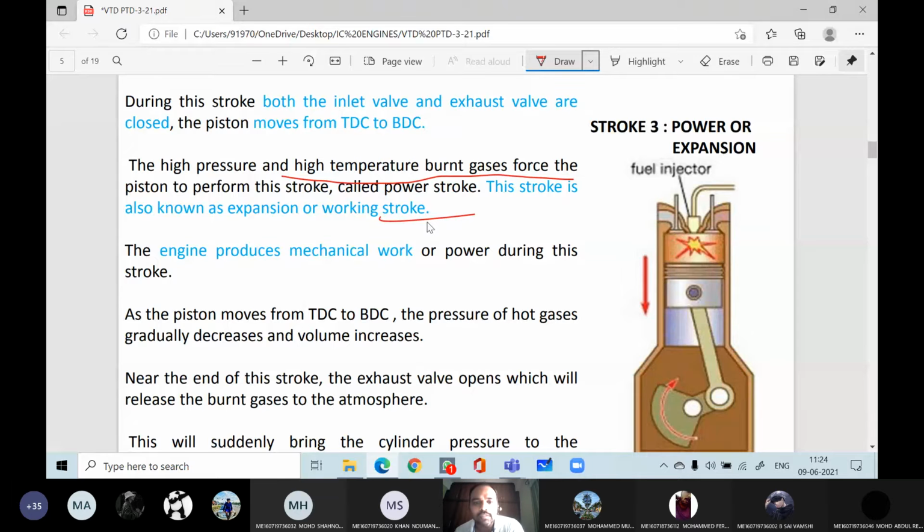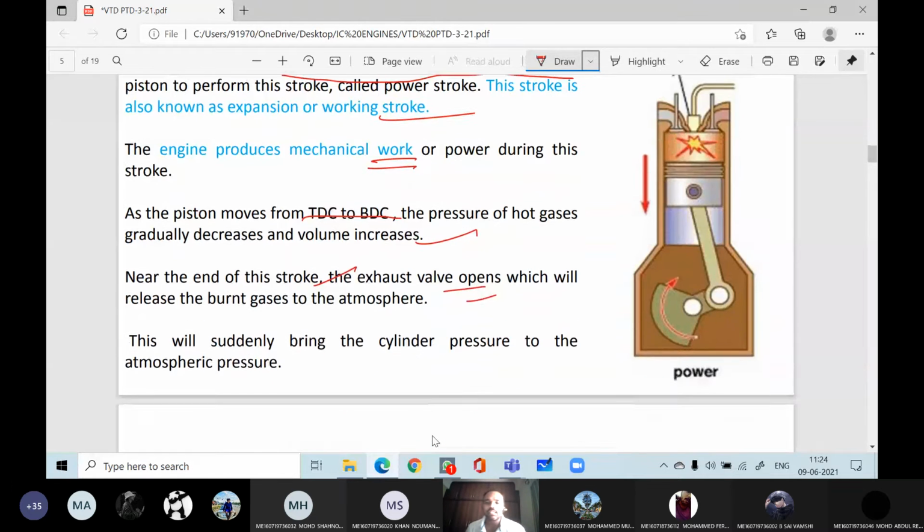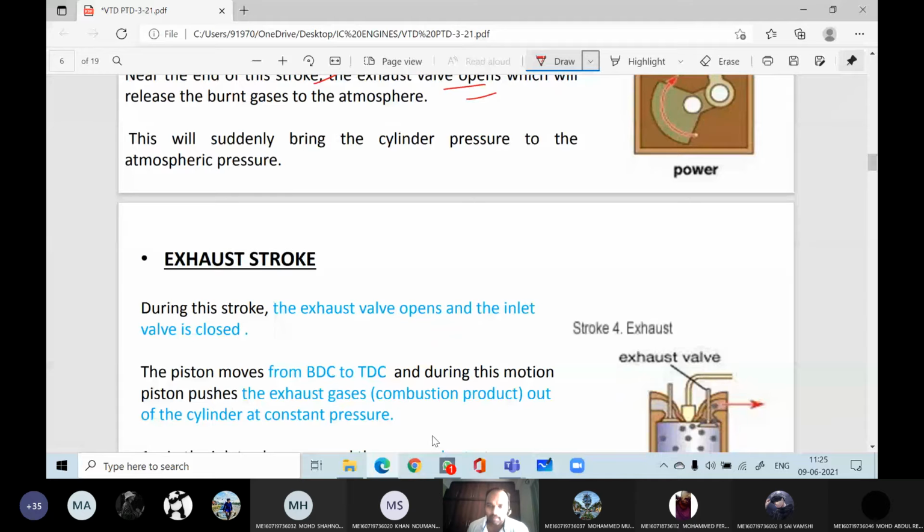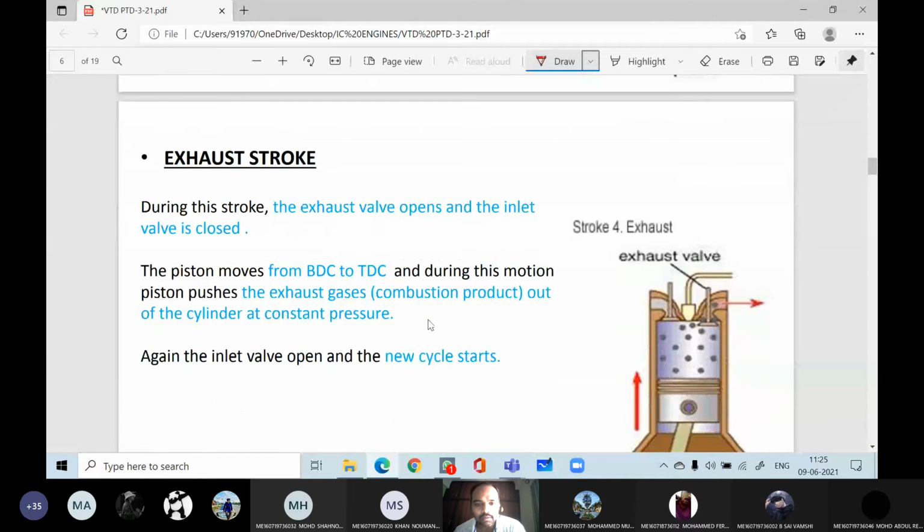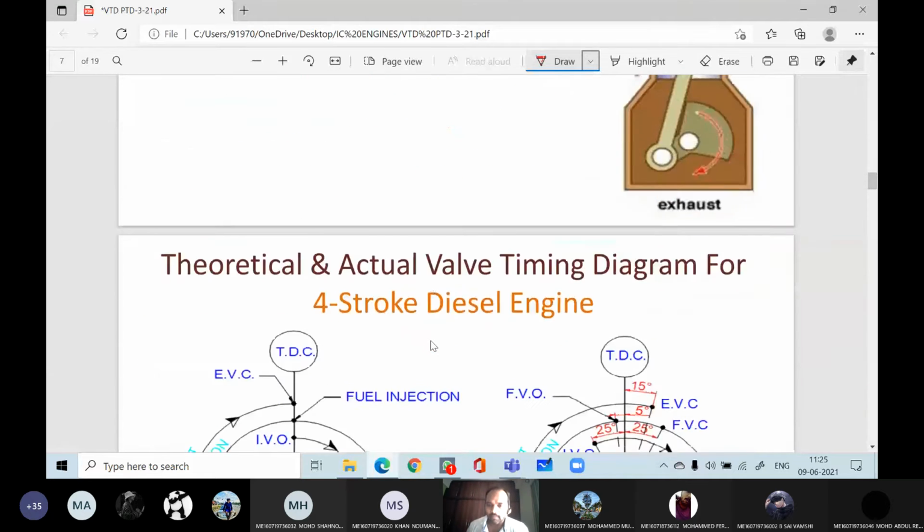The engine produces mechanical work during this process, and as the piston moves from TDC to BDC, the pressure decreases gradually. At the end of the stroke, what will happen? The exhaust valve will be open, and the gases will leave to the atmosphere through the exhaust. So that's what this is about, the working of the 4-stroke engine.